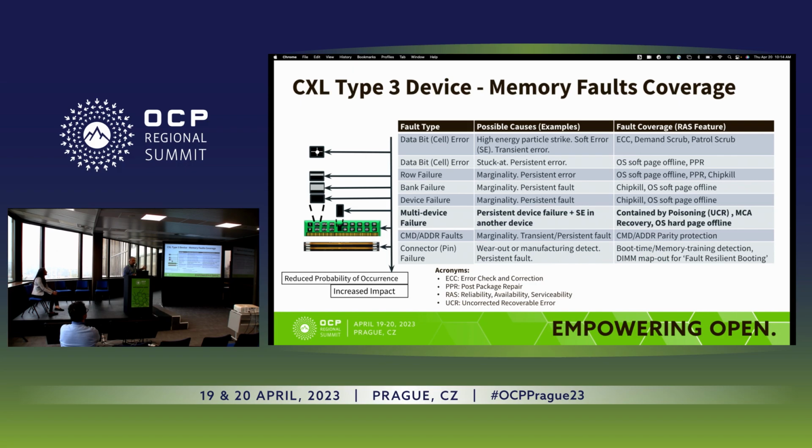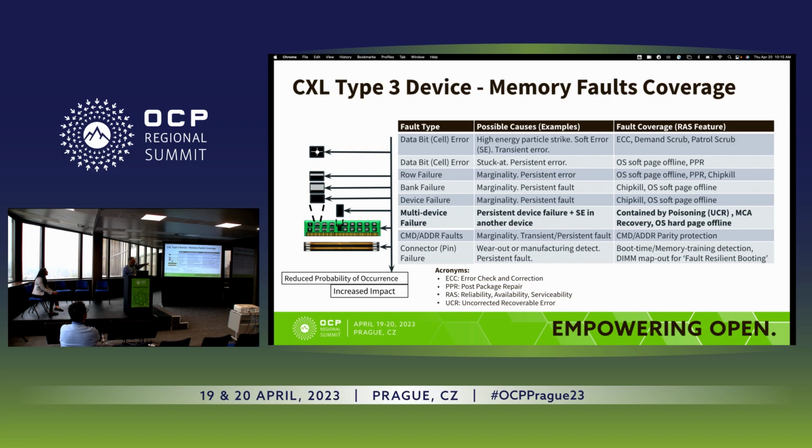And after that, the next thing is bank failure or the whole device failure. So the chip kill concept is used. Chip kill is basically for any device which has a permanent persistent failure, we can completely map out the device and still run the machine successfully. Okay? So that's a chip kill concept.